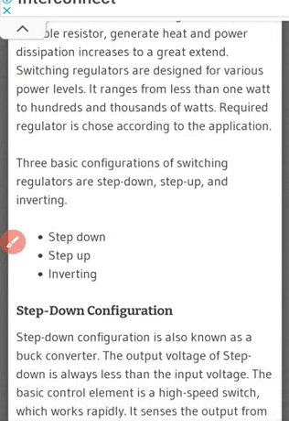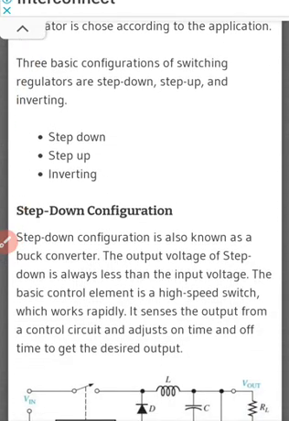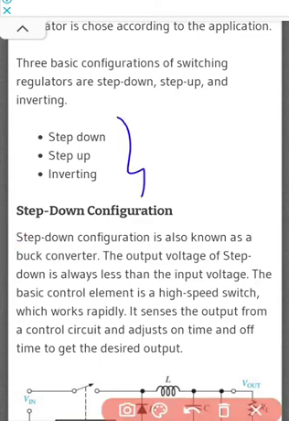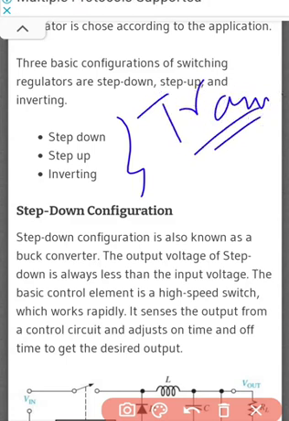The switching regulators are categorized into three forms: step down, step up and inverting. Step down and step up look like a transformer. You have already studied the transformer, there is a step up transformer and a step down transformer. If the coil is large in the primary and less in the secondary, then it is step down. If it is small in primary and large in secondary, then it is step up. The same function is nearly performed here.